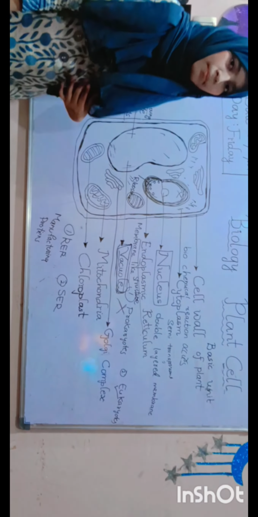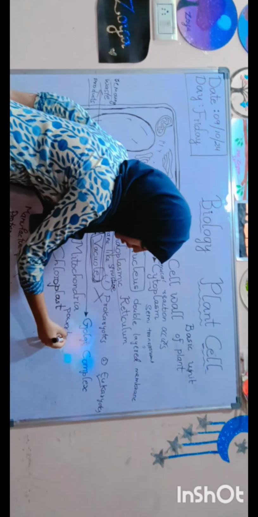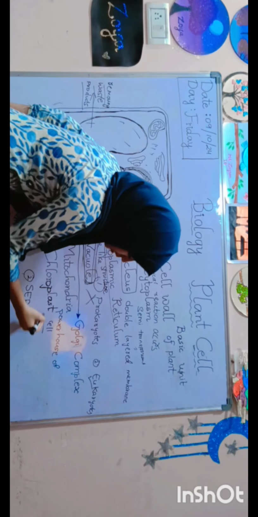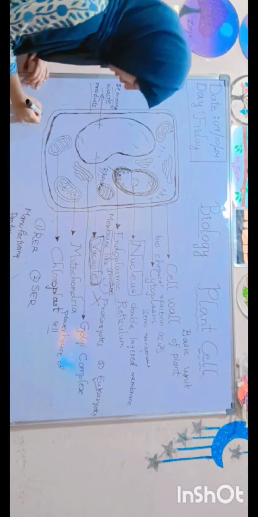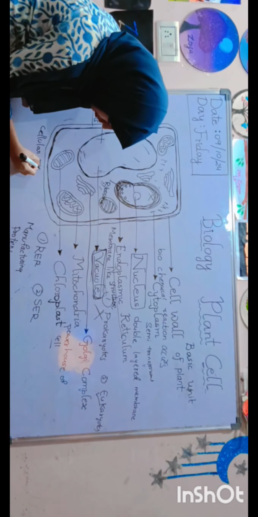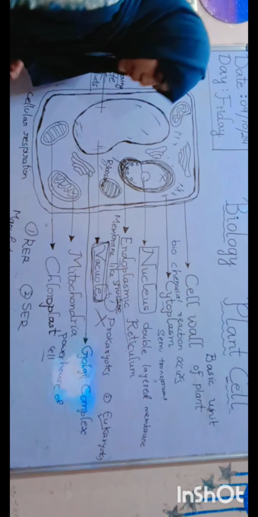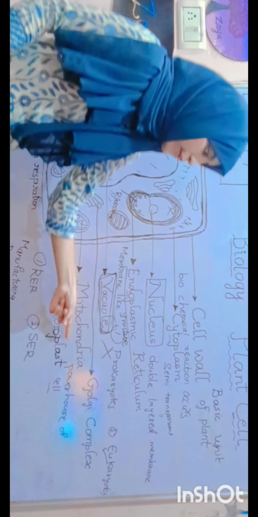Mitochondria. Mitochondria is known as the powerhouse of the cell. Why is it known as the powerhouse of the cell? Its function is cellular respiration. Cellular respiration means the process in which the cell gets energy to do work. That's why mitochondria is known as the powerhouse of the cell.